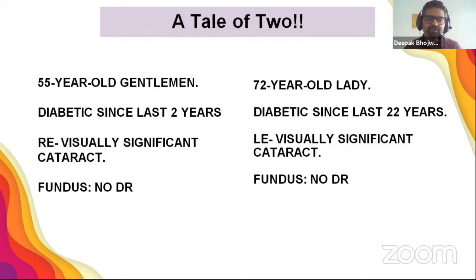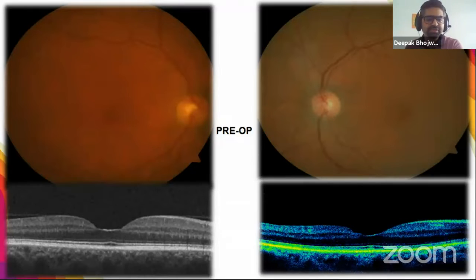One is a 55-year-old gentleman, recently diabetic for 2 years, has a significant cataract, no retinopathy at baseline examination, as compared to an aged lady who has been diabetic for the last 22 years, has a visually significant cataract, no retinopathy to begin with. On examination, you have to do a meticulous retinal examination along with your cataract examination. Whenever you see a cataract patient with diabetes, it is a must to rule out posterior pole disease, because it is the posterior pole which is going to be important for giving the vision back to the patient. For examination, sometimes a fundus photo can give you a clue that there is no retinopathy.